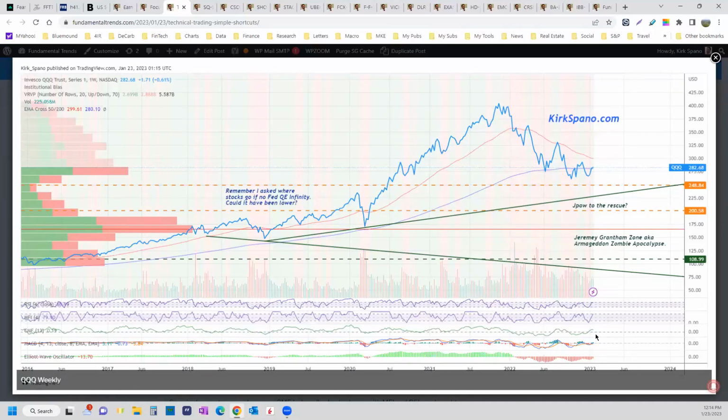There's only a couple of scenarios that can play out, so we'll talk about that in a minute. In any case, back to the technicals.